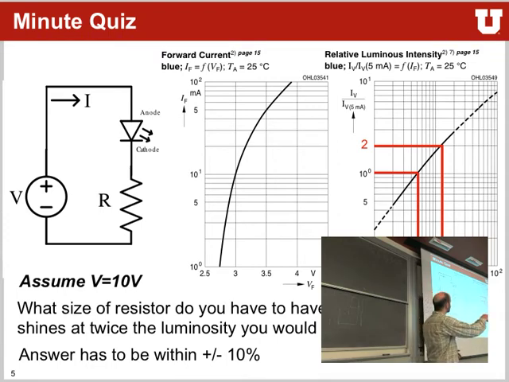If you look at this graph over here, this is the current divided by the current at 5 milliamps, or the luminosity divided by the luminosity at 5 milliamps, right? So twice as much luminosity would be up here. This is 1. This would be 2. So the current that you get would be 15 milliamps. You need to have 15 milliamps going through this LED in order for it to light up twice as bright as it is at 5 milliamps. So far, so good? So what's the next step?